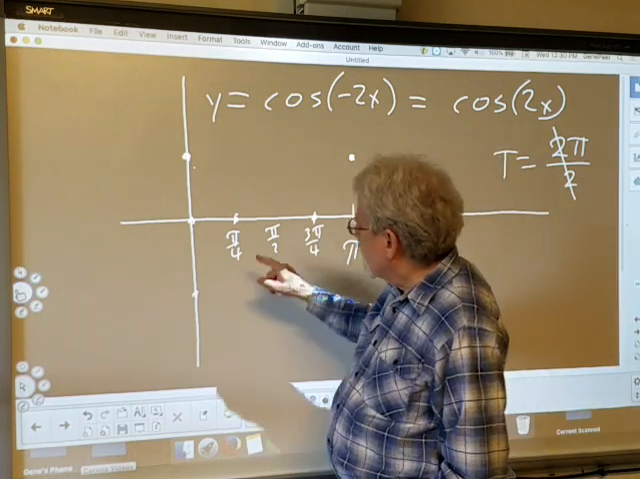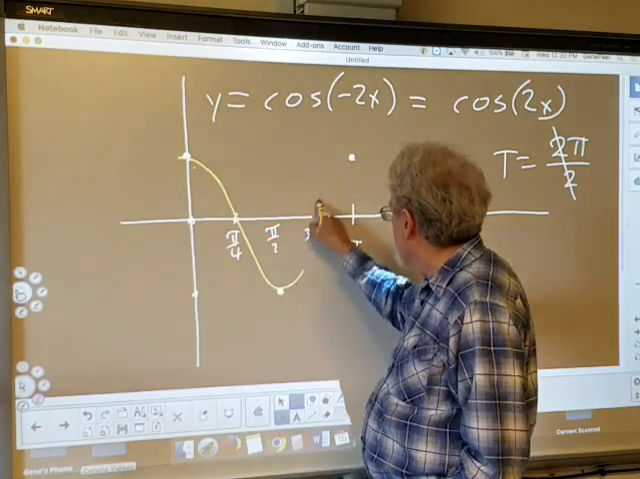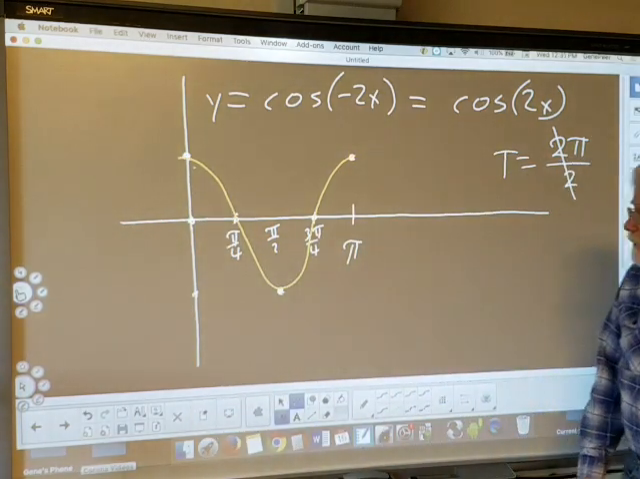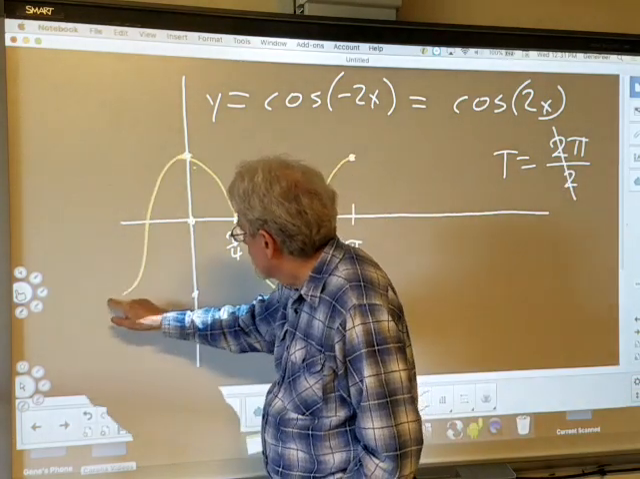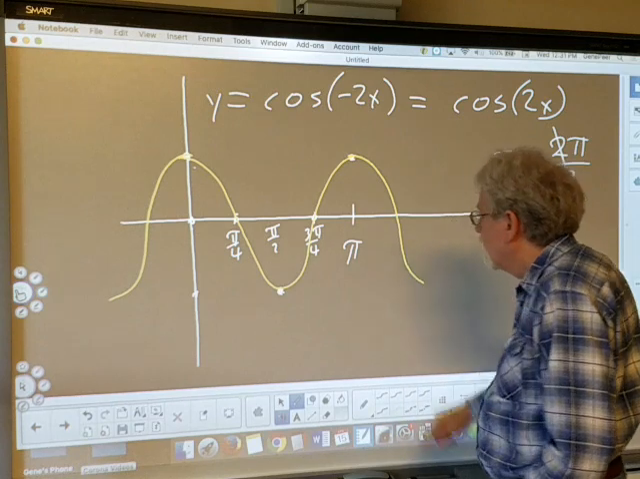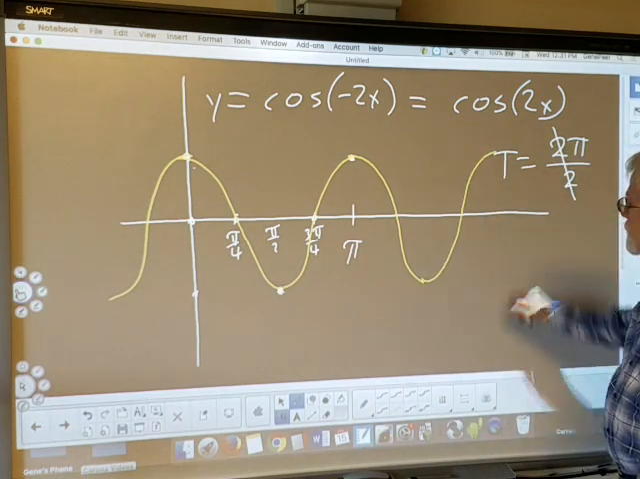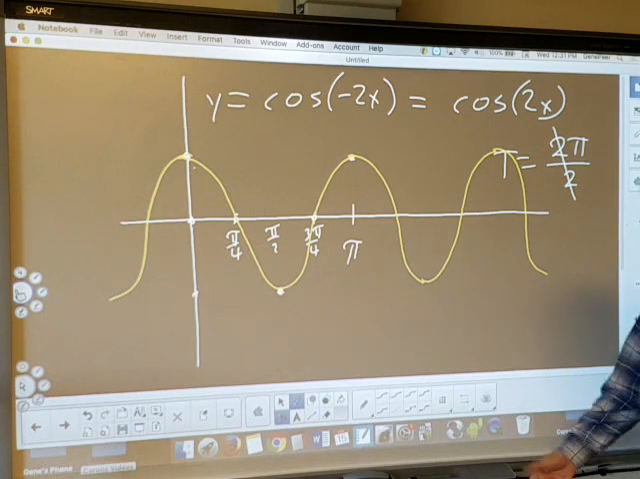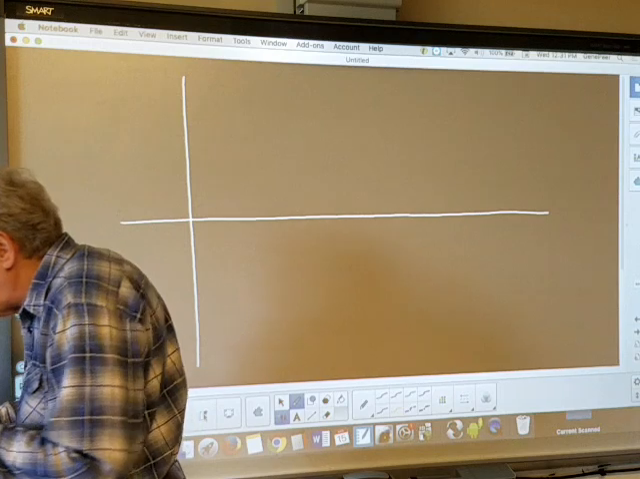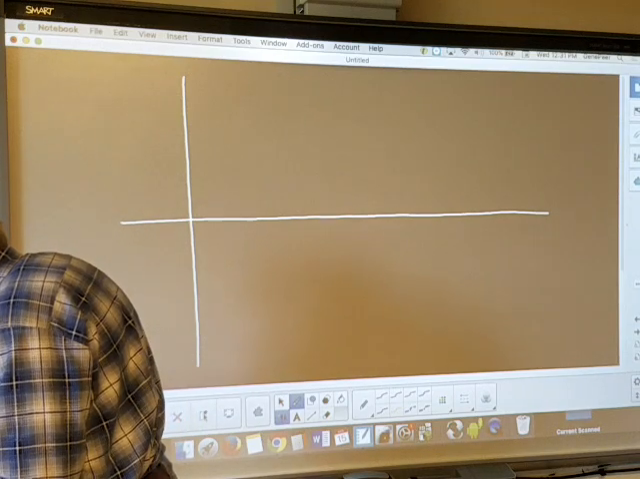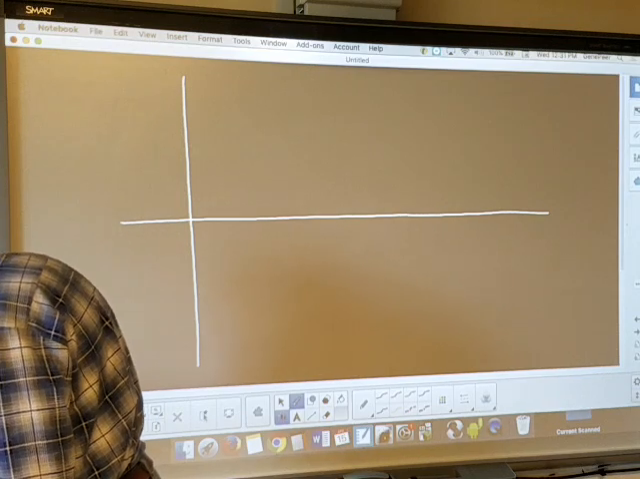So what's our curve look like? It looks like that. But we want another cycle, of course. I could go either direction. And there we have 2 cycles. There we have 2.5 cycles. Wow, now we have 3 cycles. So easy. Okay, that was number 50. Now 52, and this part of the assignment only goes to 54.